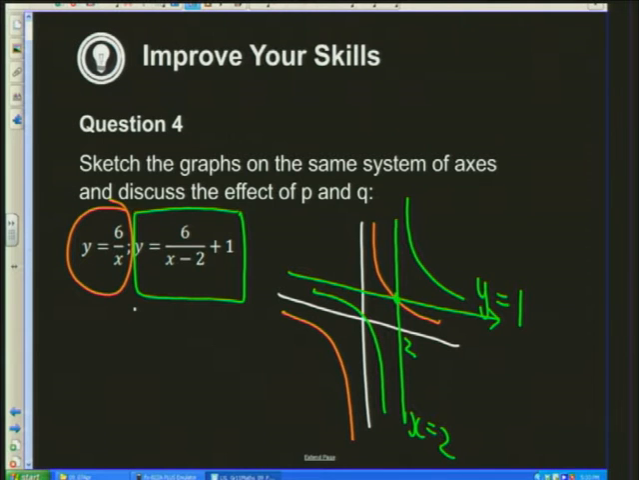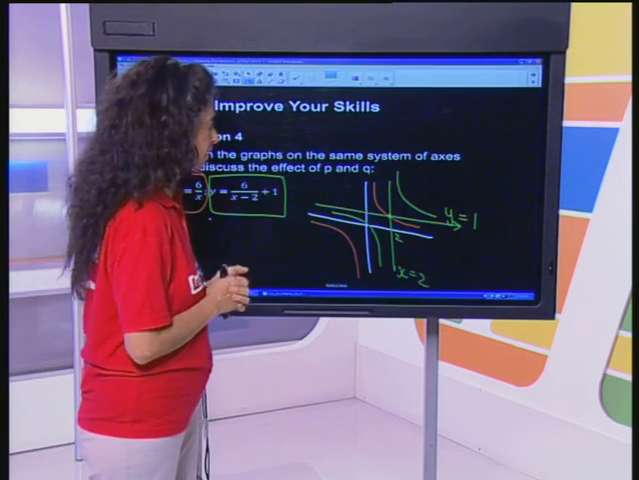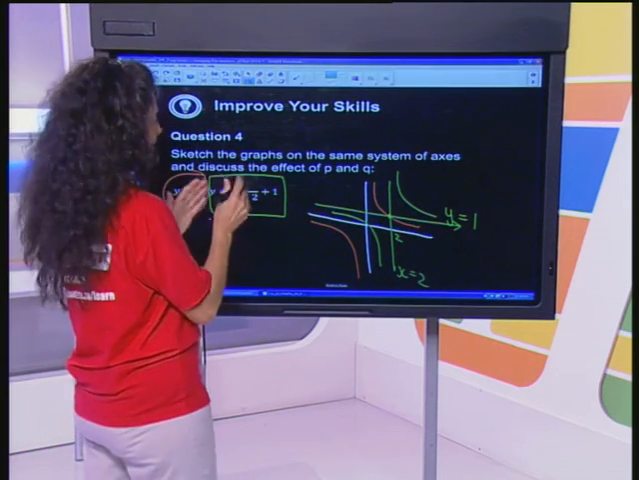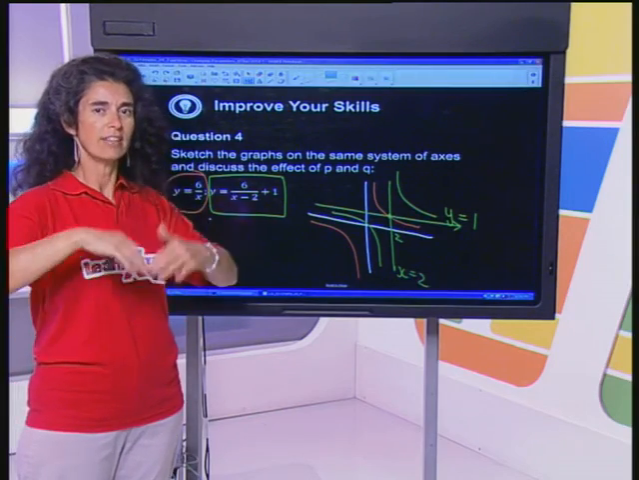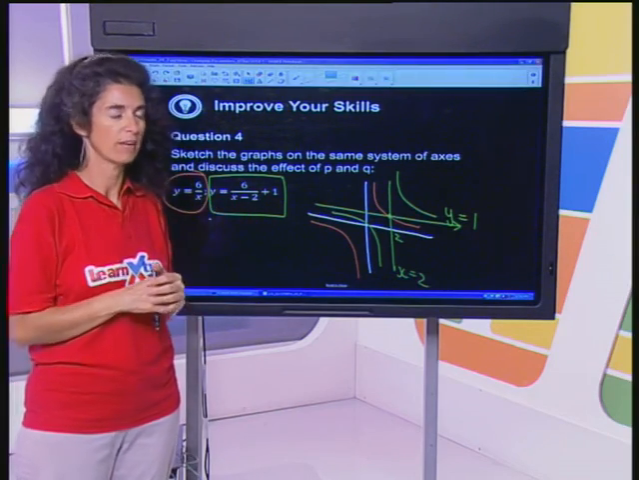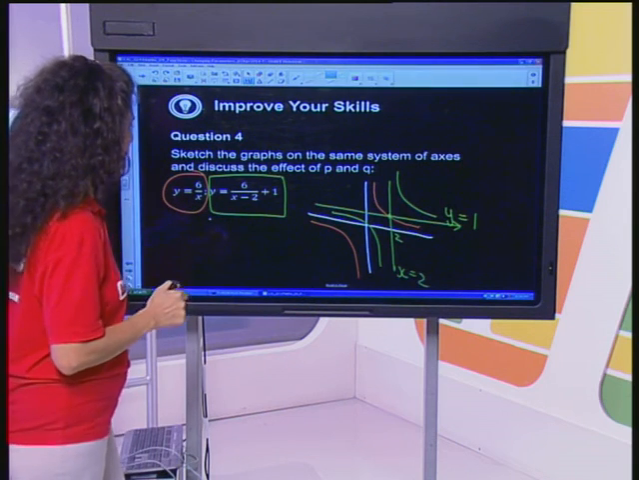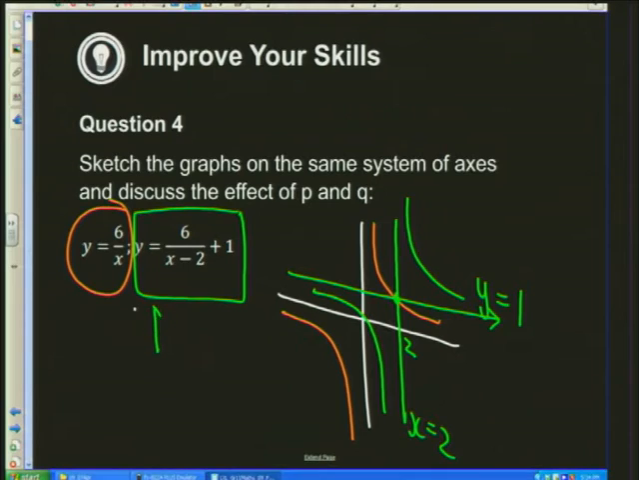And the nice thing is you can actually work out where it intersects the axis by just substituting x equals 0 and y equals 0 and finding out the intercepts. So anything you add to x is going to affect the horizontal translation. Anything you add to y, it's going to affect the vertical translation. So here, p is 2, therefore the asymptote is x equals 2.